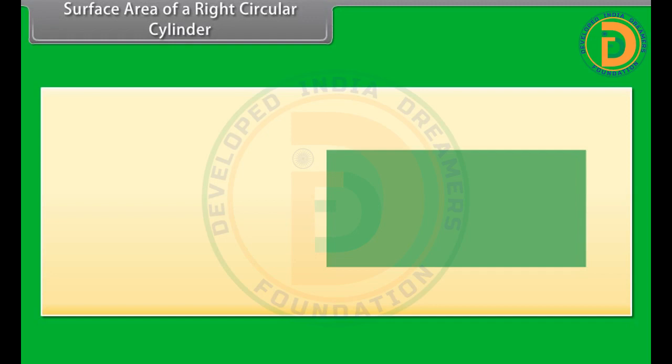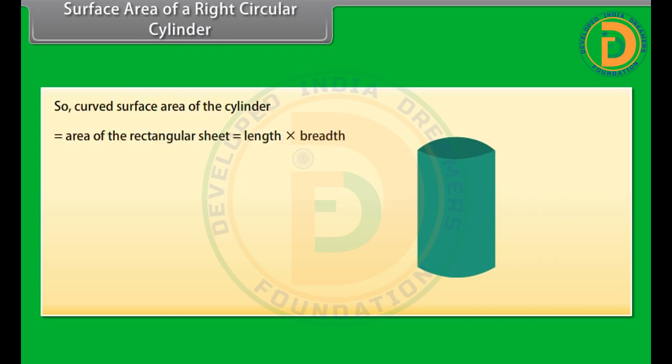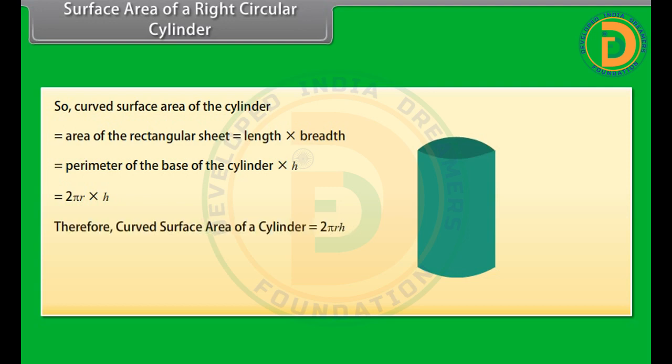We get the curved surface area of a cylinder by a sheet of paper. When we roll it, we get a cylinder. So, curved surface area of the cylinder is equal to area of the rectangular sheet, which equals length into breadth, which is equal to perimeter of the base of the cylinder into H, which equals 2 pi r into H. Therefore, curved surface area of a cylinder is equal to 2 pi rh.